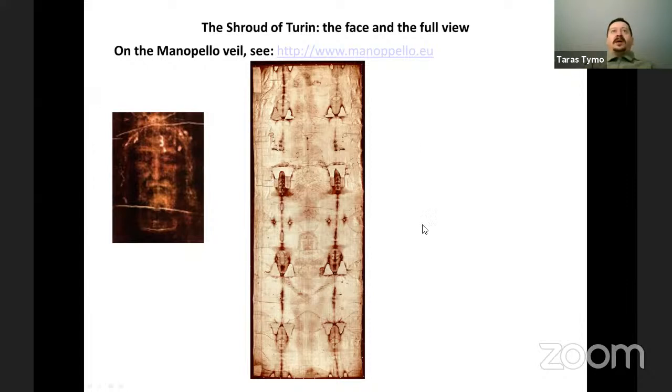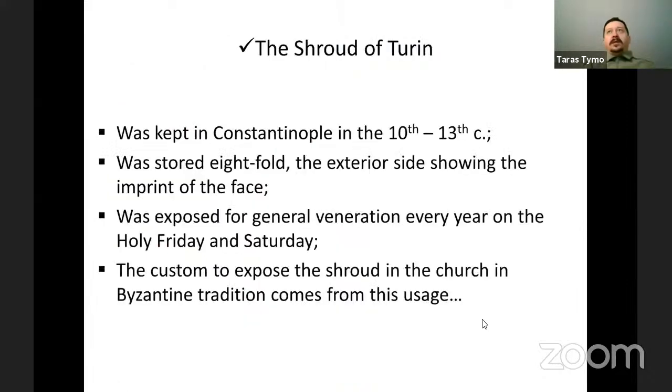Yeah, there are many exact copies of the shroud. There is one here in Lviv too, and one in California, and I'm sure with present-day polygraphic technologies they have already made probably hundreds of copies of the Shroud of Turin. We have one here. It's like, I don't know, 7 meters long or something.